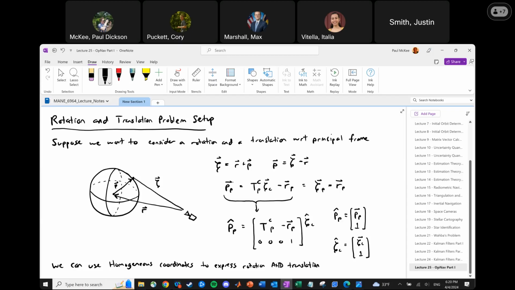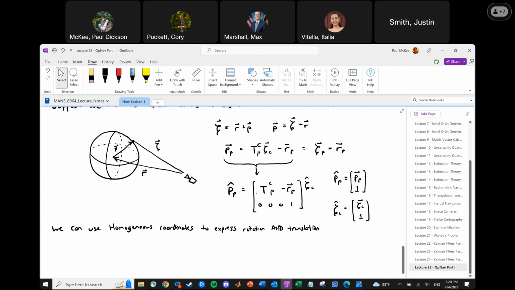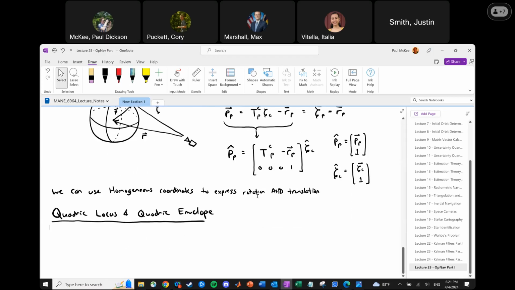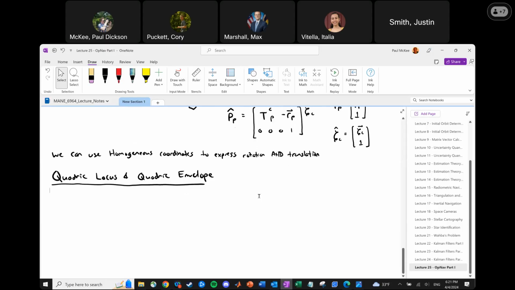Okay, so then we're going to need this because we're building towards something a little bit more complicated. So the next topic I want to get into is something called the quadric locus and the quadric envelope. So we're going to go through this topic and then we're going to wrap up for the day. And we won't be quite halfway done with this lecture, but that's okay because we have a little bit less time than usual.